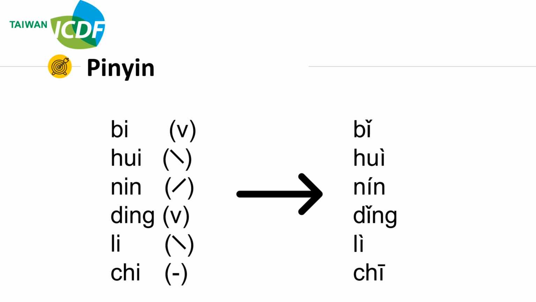When you would like to add tone marks on i, you need to remove the dot above i first. For instance, bǐ, huì, níng, dǐng, lì, chī.